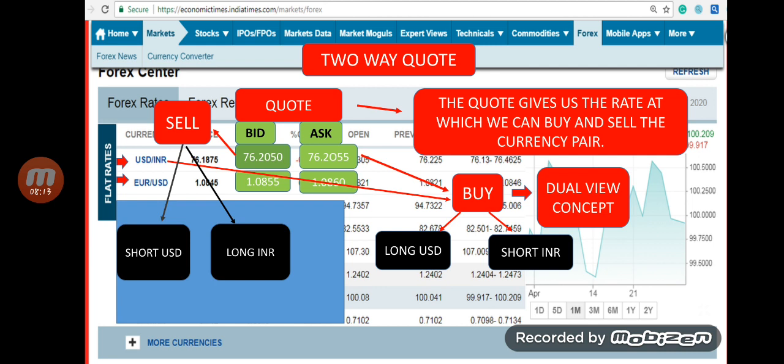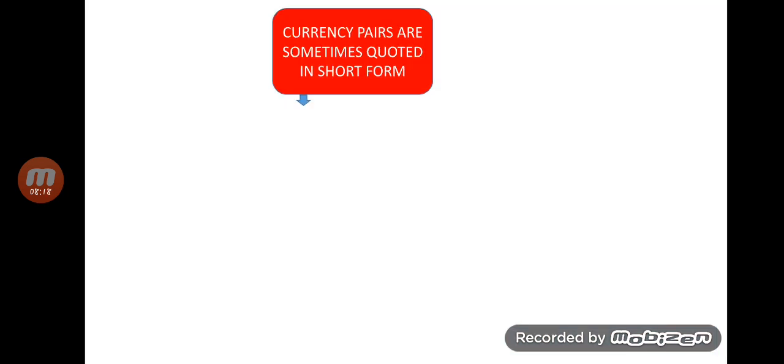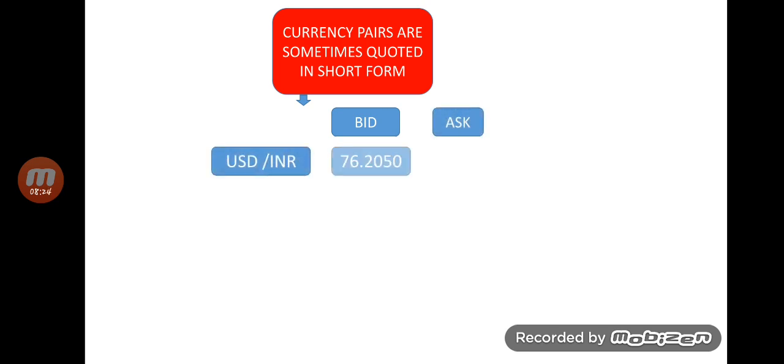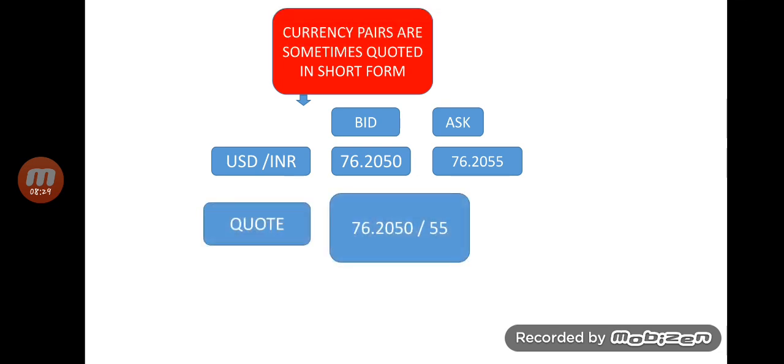So trading in currency market is a little bit different as compared to the equity market. Now let us see, sometimes these quotes are quoted in short form. Like you can see it's quoted 76.2050 slash 55. If it is written in this way, one needs to understand that this is just the bid and ask price. Bid is always the numerator and written in full, and the ask price is always the denominator, and only the last two digits are written.